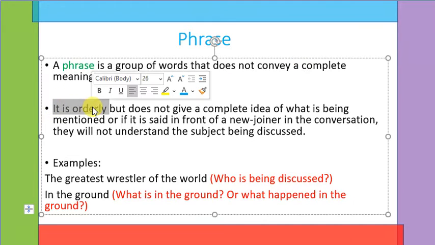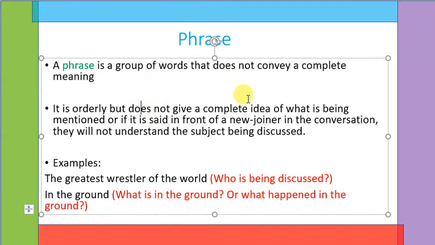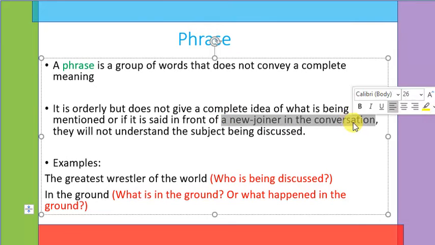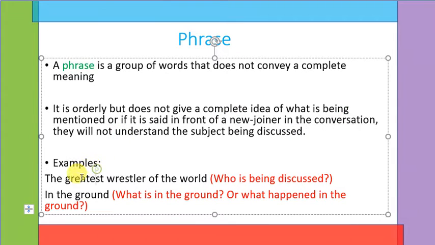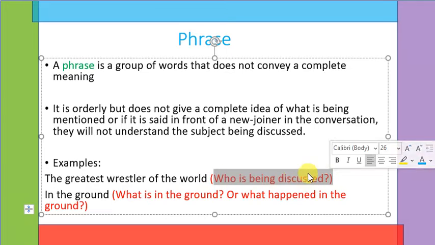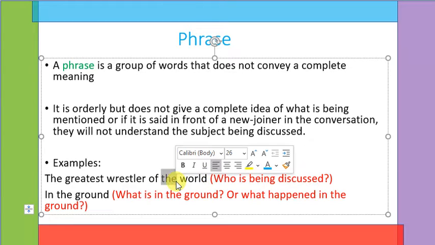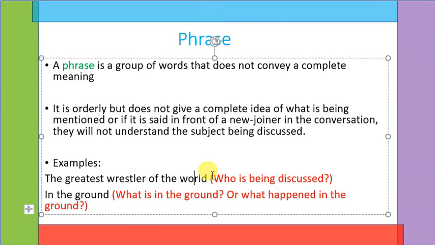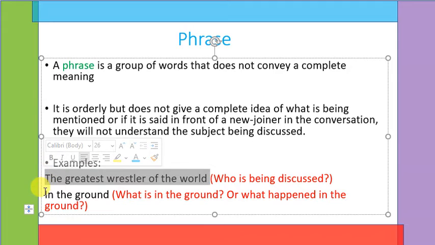It is orderly, but does not give a complete idea of what is being mentioned. Or if it is said in front of a new joiner in the conversation, they will not understand the subject being discussed. For example, the greatest wrestler of the world. Over here, we don't know who is being discussed, who is being talked about, who is the greatest wrestler of the world, and so it is a phrase.